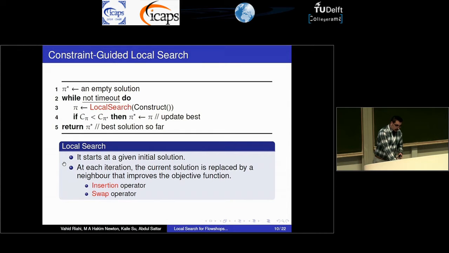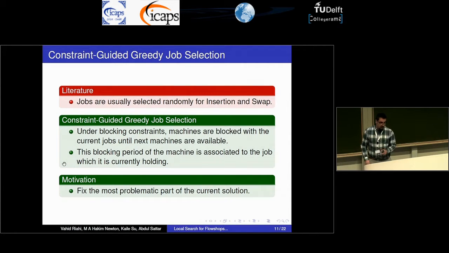But usually, jobs are selected randomly. For example, in the swap, when you have a permutation, two jobs in two different positions are selected and interchange their positions. But it is very important how to select those jobs and which jobs should be selected, and in the literature, most of them use random selection.